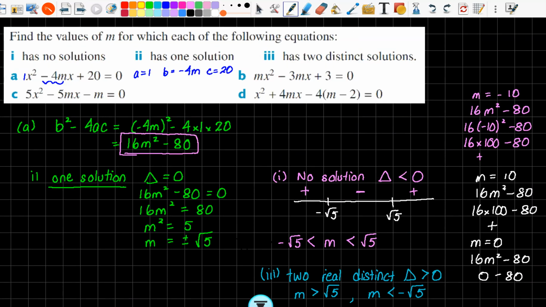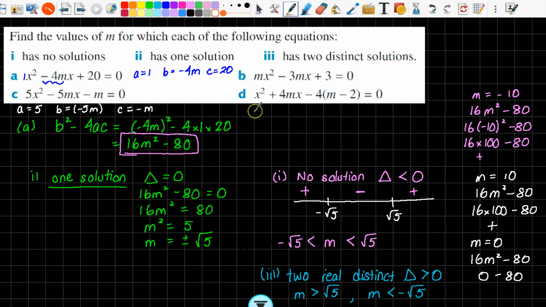What I'll do is we'll do the other ones here and I'll pop those on as notes and put them in the OneNote. But try and have a go at them without looking at the solutions first. Let's just get you started though. So for C, what's your A value going to be? It will be 5. Your B value will be minus 5m, and your C value will be minus m.